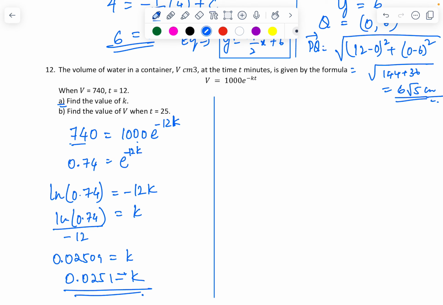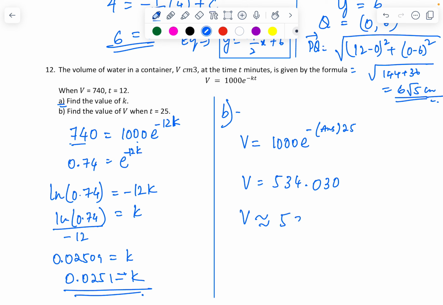Then find the value of V when t equal to 25. So we need to find the value of V. So V equal to 1000 e to the power of negative k value. We got it from the beginning, right? So I would use just the answer key, the answer times the t is 25. Then you will get V equal to 534.030. Then V is approximately 534, to 3 significant figures.